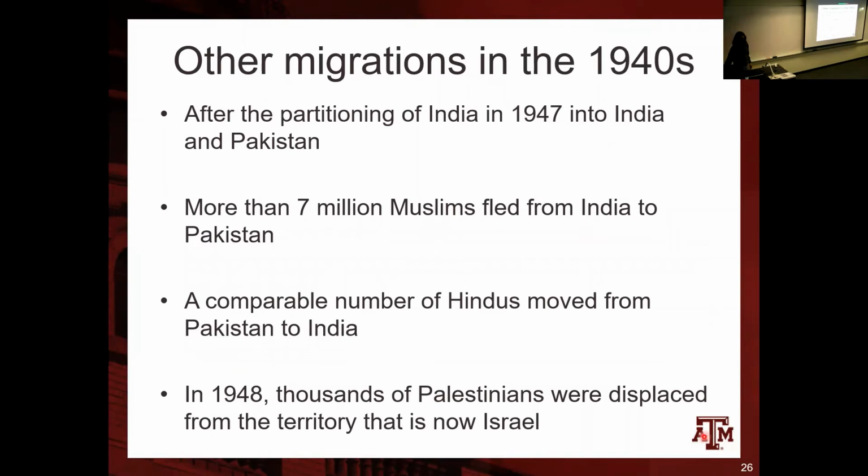And some other examples, these are just examples here that are in the textbook of migration in the 40s. After the partition of India in 47 into India and Pakistan, more than 7 million Muslims fled from India to Pakistan, and you saw also the opposite migration flow, around the same number of people, of Hindus moving from Pakistan to India.